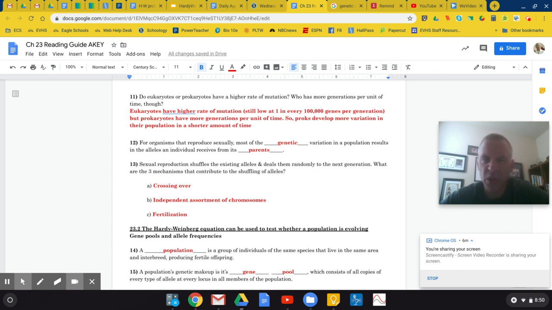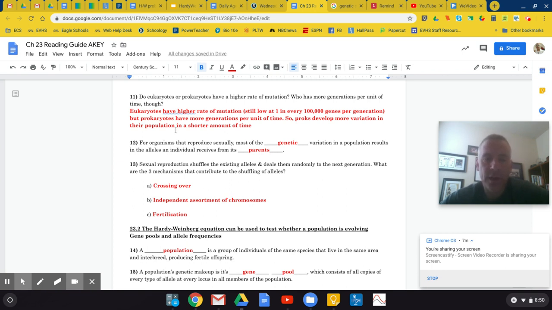So that's super low. Prokaryotes have a lower rate of mutation, but they reproduce a lot faster, as we learned when we did our pGlow lab a month ago, where they go through a lot of generations very, very quickly. So over time, prokaryotes will develop more variation in their population, genetically speaking, in a much shorter period of time.